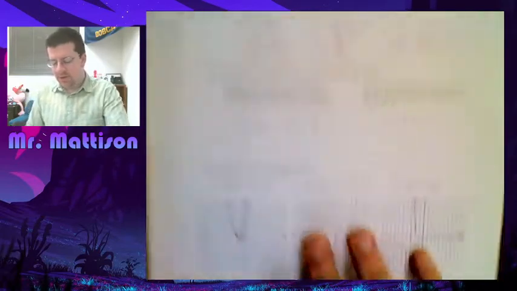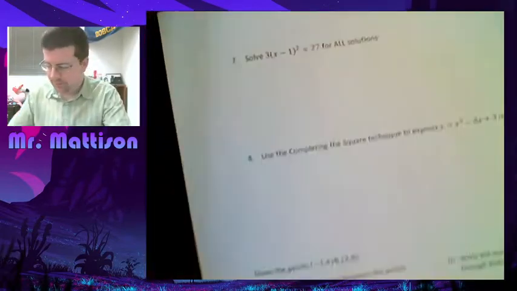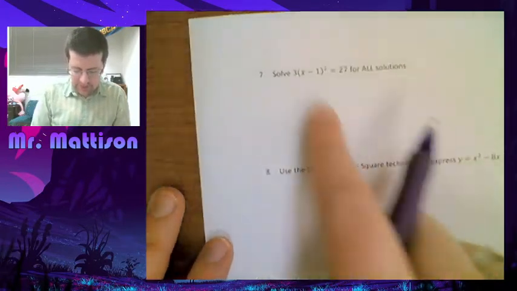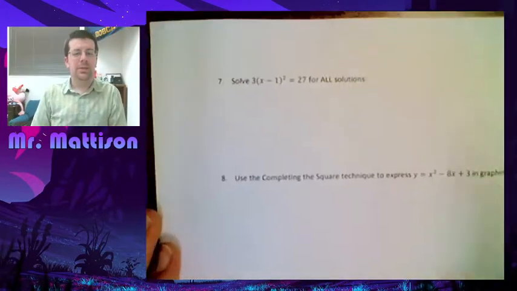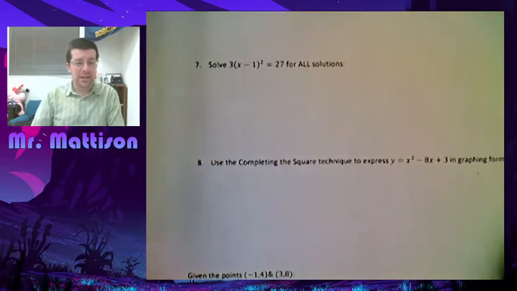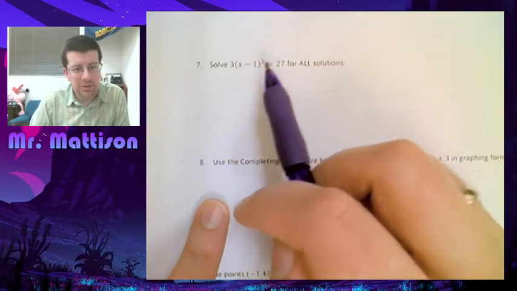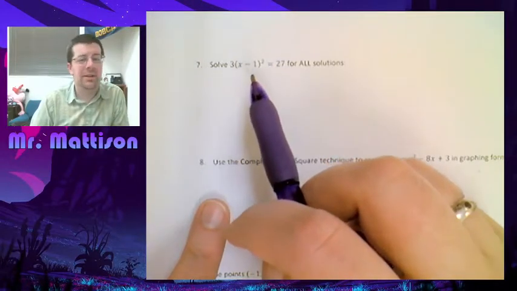Okay, so if we go to the back page here, we have to find all solutions. Now, this is the big problem that most people make on this problem: they try to FOIL this out, distribute the 3, move the 27 over, and then try to factor it.